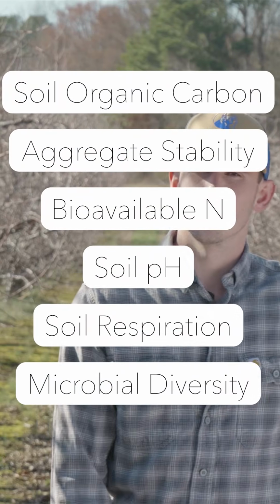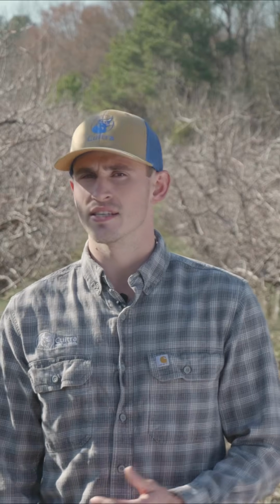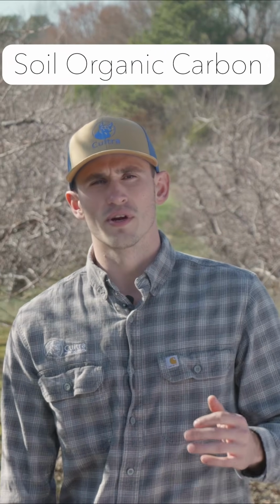These are the 6 indicators that the NRCS has standardized under CEMA 216. Each one is measuring something specific about your soil, and together they give you a picture of how your soil functions as a living system. The first indicator is soil organic carbon.